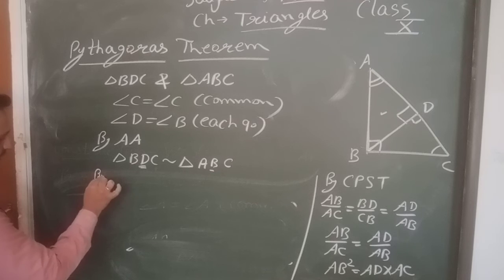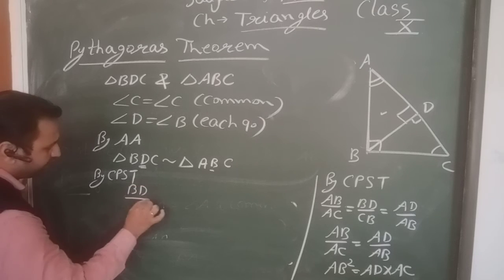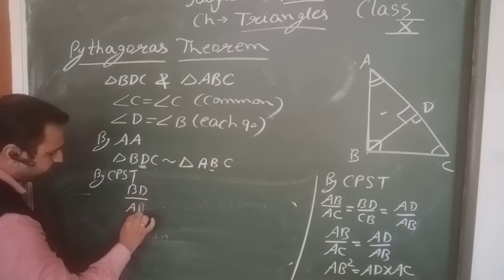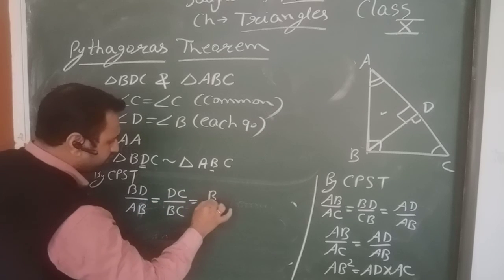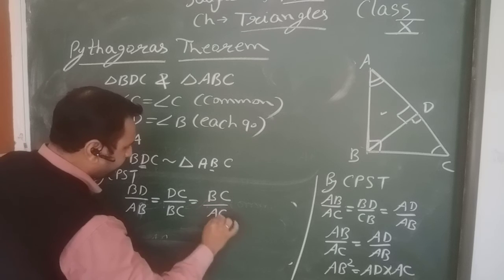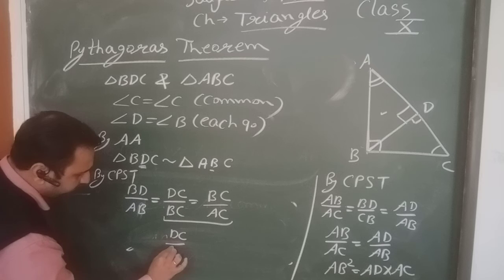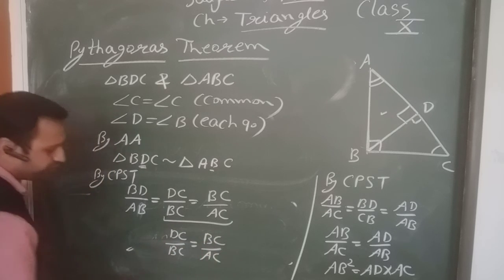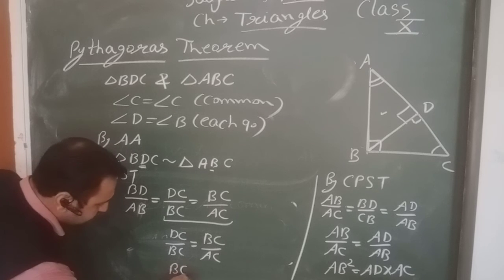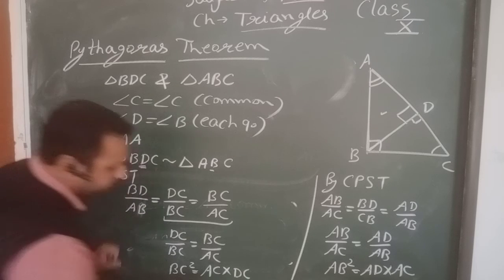Again by CPST, meaning corresponding parts of similar triangles, we can say that BD upon AB is equal to DC upon BC is equal to BC upon AC. We use these two ratios, DC upon BC equal to BC upon AC, and after cross multiplying, BC square equal to AC multiply DC. It is equation number 2.